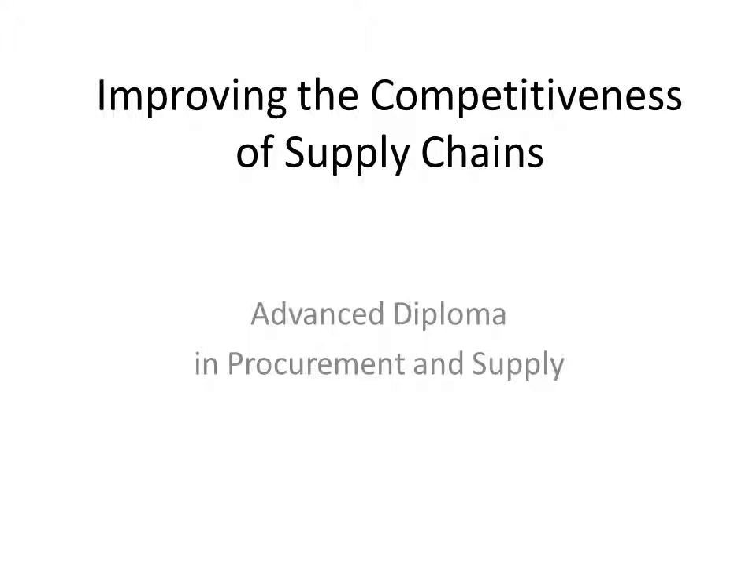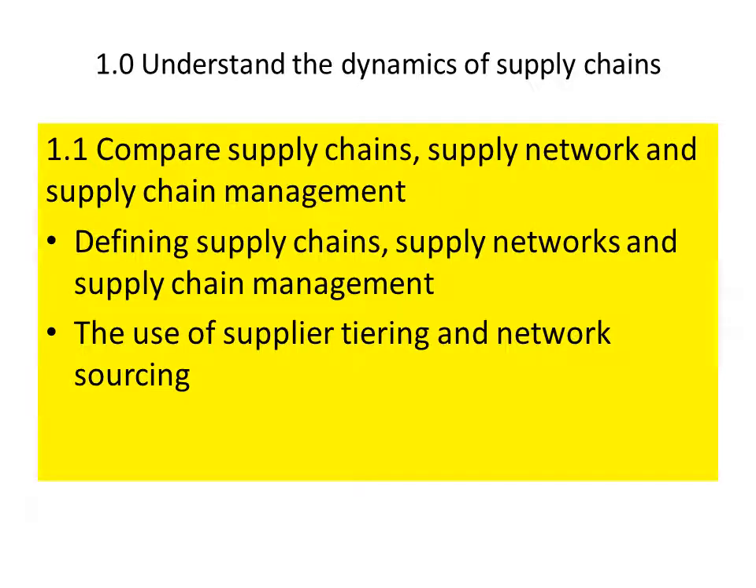Great stuff. Okay, then, improving competitive supply chain. Learning outcome 1 for question 1. We'll look at 1.1 to start with. There is 1.1, 1.2, 1.3, 1.4. And 1.1 is you need to be able to compare supply chains, networks and SCM. So a fairly straightforward one.